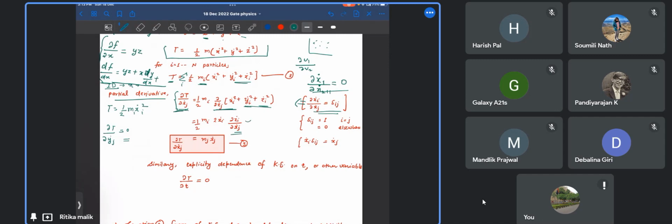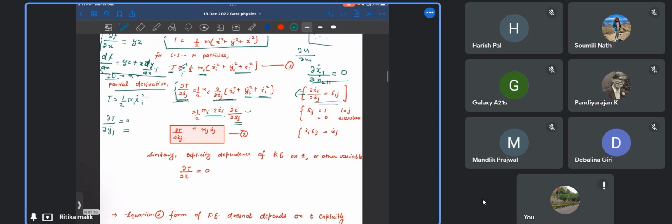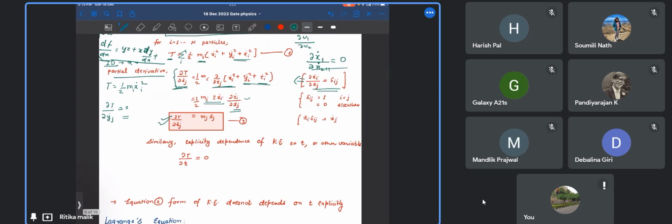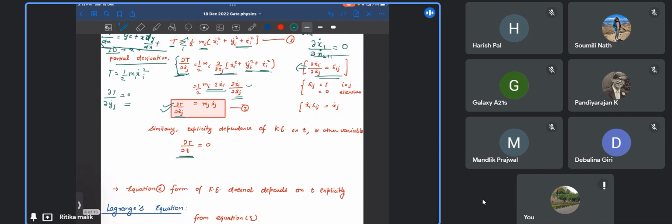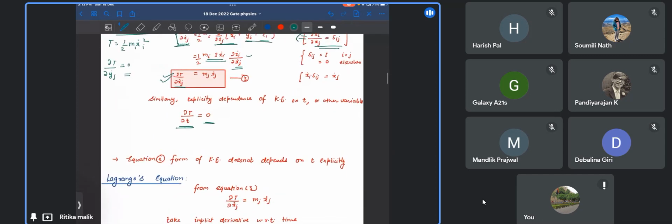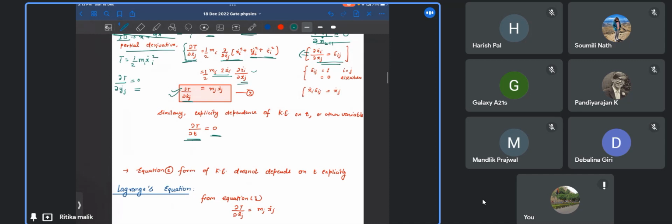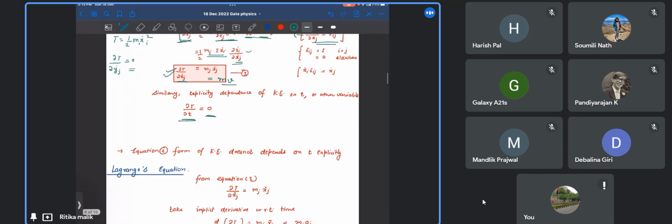So this quantity will give you delta ij, where i is replaced by j. This is the partial derivative of the kinetic energy with respect to xj dot. It does not depend upon time explicitly, so if you calculate del T by del t, it will be zero. And this quantity m x dot is nothing but the momentum of your particle.